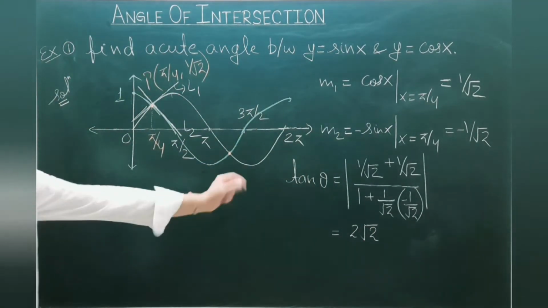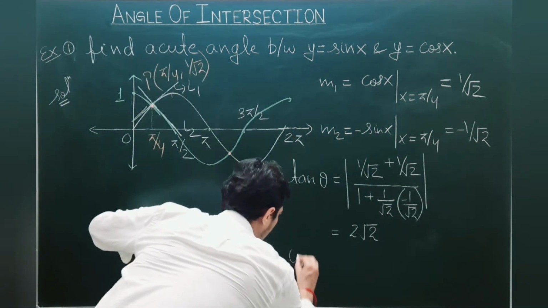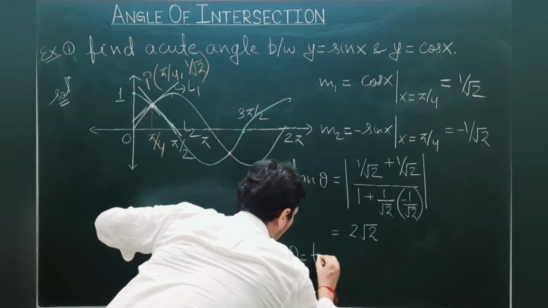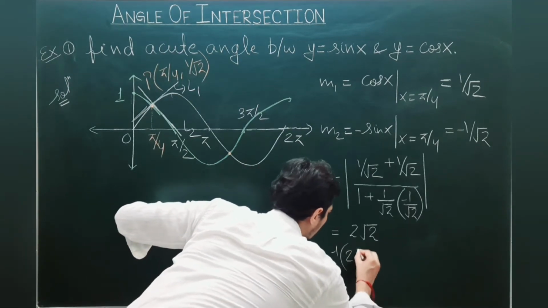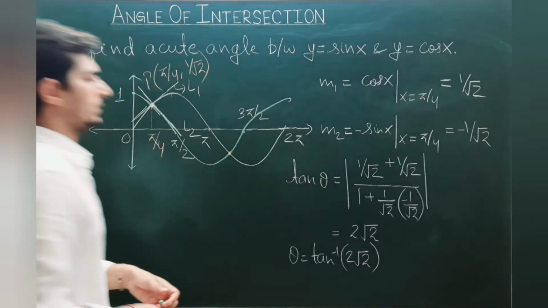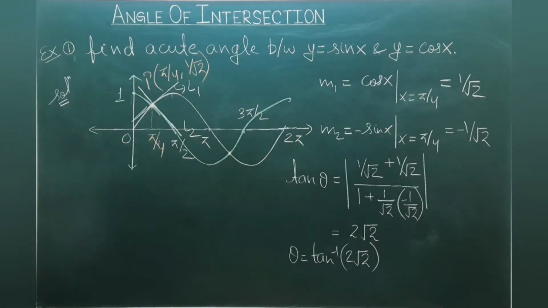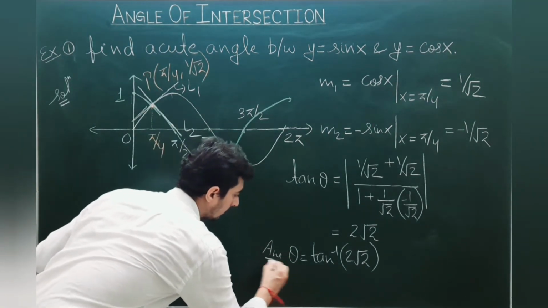So here I can say, by taking the positive value, that the acute angle theta is nothing but tan inverse 2 root 2. Tan inverse 2 root 2, right? So this is our answer. I hope you have understood it.